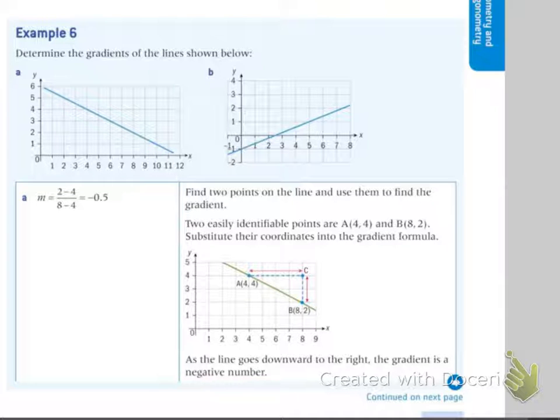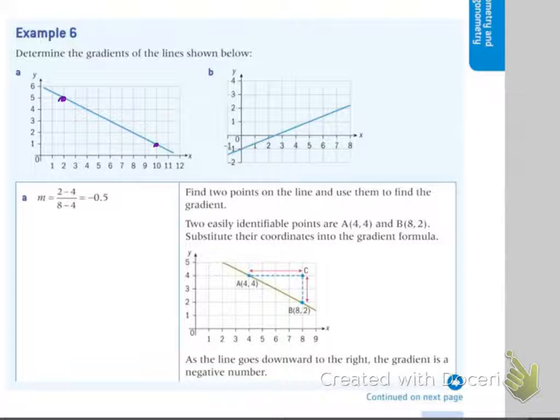So, if I ask you to find the gradients of these two lines, the best way you can do this is to find 2 points that are on your line. Find nice points. So something like 2, 5, and say 10, 1. And then you could use the slope formula, and that's what they did.